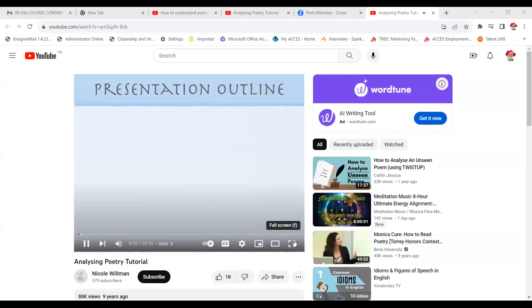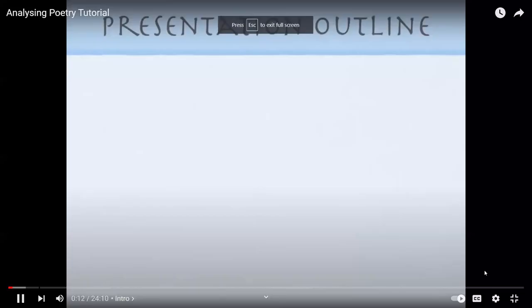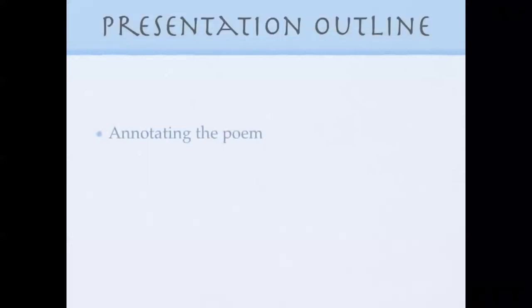This is going to take you through just some basic steps on how to analyze poetry. We're going to start off with looking at how we can annotate the poem. So I'm going to use an example poem, and I'm going to show you the way in which you can take a poem and write ideas around it. So annotate ideas around it, just like how we did with our short stories.